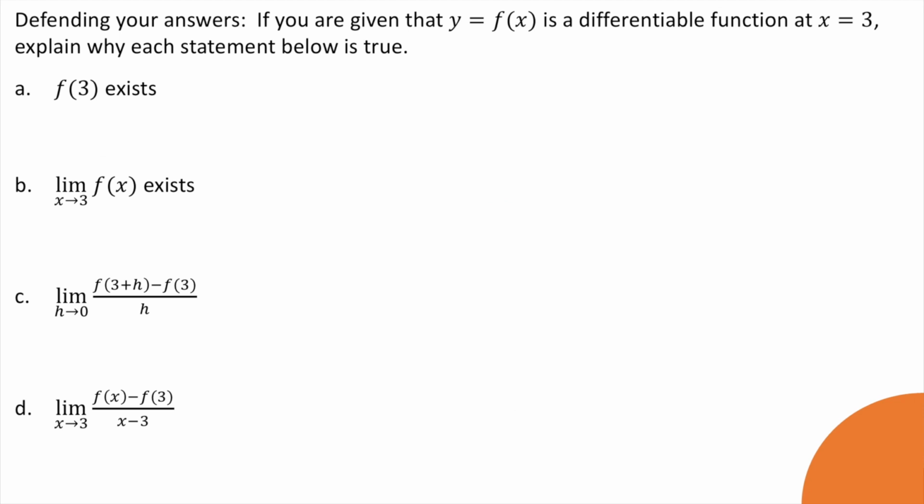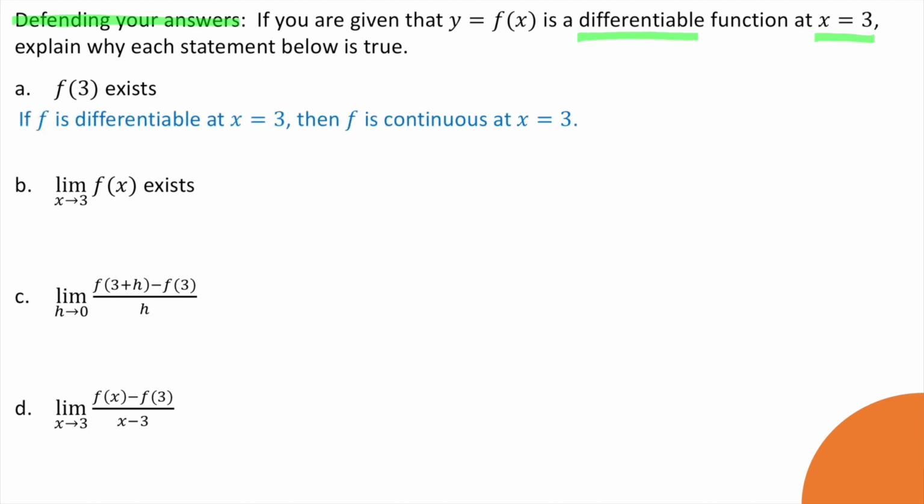Okay, this is a great question. When you're forced to defend your answers, it's asking you if you really understand the concept. So if you're told that y equals f of x is a differentiable function at x equals 3, explain why each statement is true. A, f of 3 exists. Well, does it? Does f of 3 exist? We know that f is differentiable at x equals 3 because they told us that. If it's differentiable, then it's automatically continuous at x equals 3. So if f is continuous, then f of 3 has to exist.